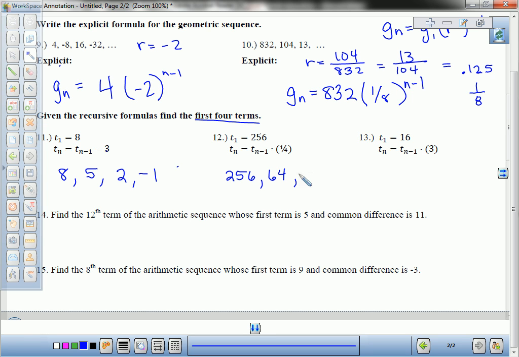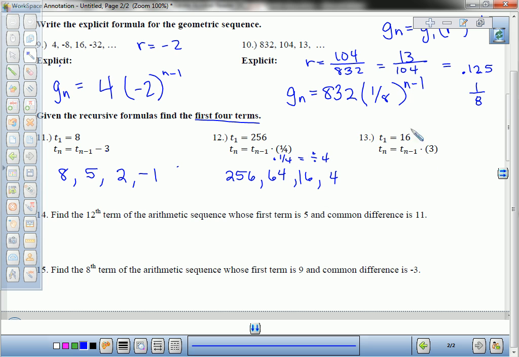Divide by 4, 16. Divide by 4, 4. So multiplying by a fourth is equivalent to dividing by 4. So that's what we chose to do.